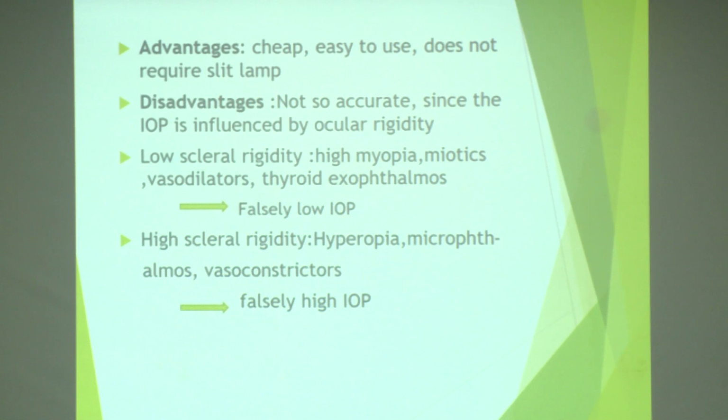Its disadvantage is that IOP is influenced by ocular rigidity. Low ocular rigidity, in case of high myopia, miotics, uveitis, and thyroid ophthalmopathy, gives falsely low IOP, and high ocular rigidity, like hyperopia, microphthalmos, and vasoconstrictors, gives falsely high IOP.